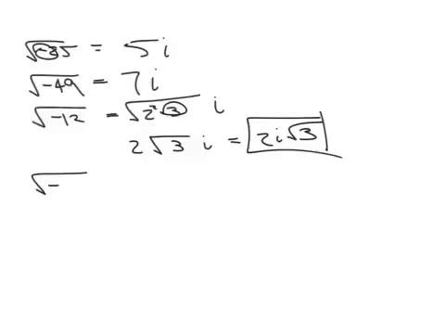Square root of negative 17. Do you know what square root of 17 is? No, you don't, because there isn't one. So we just pull out an i, and 17 stays in there. Okay?